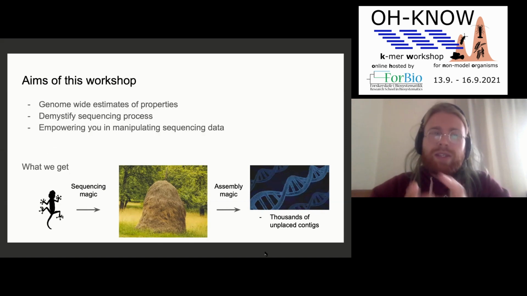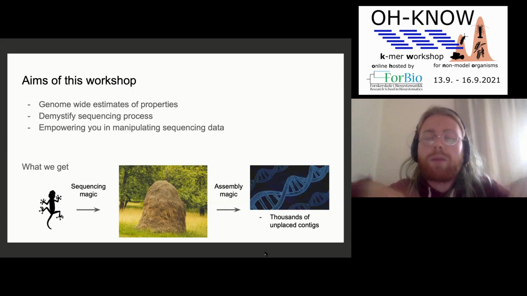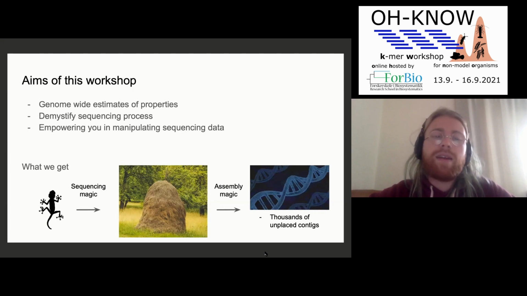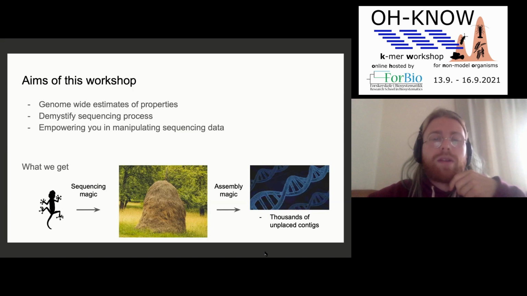So this is kind of what this workshop is about. We would like to discuss everything other than the assembly. Usually a genomic workshop starts with: okay, we have the haploid reference, or monoploid reference, and the read set, and we map it on the reference. We would like to go a step back and look more at the sequencing process, demystify it, and give you the power to manipulate the sequencing data, to be able to do more than just map it to a reference.